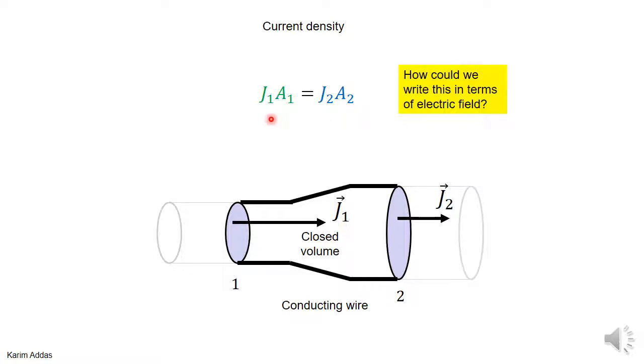So that means that if the area here is small, then the J1 has to be large for the product to stay the same, because the area here is large, so the J is small. So the J for the larger area is smaller than the J for the smaller area. So the J is not the same at both surfaces.